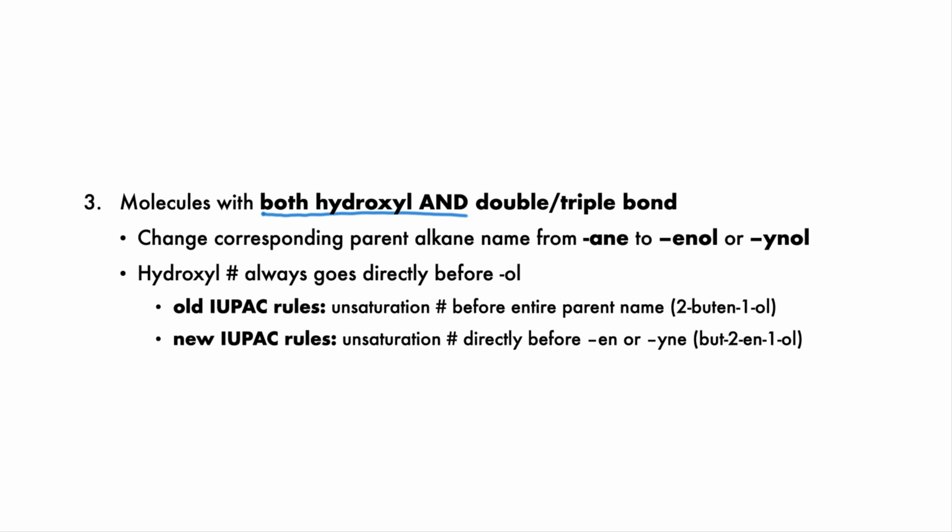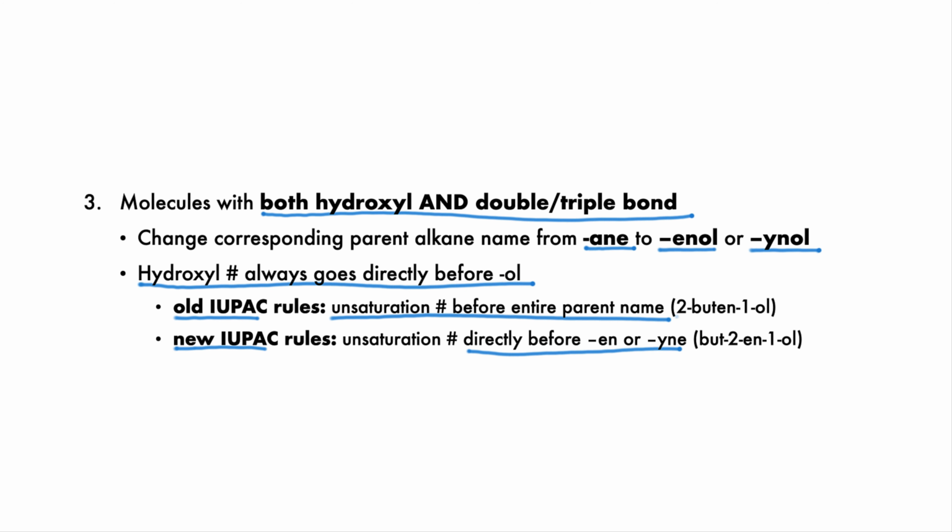If a molecule has both a hydroxyl and a double or triple bond, they are both incorporated into the parent name. Change the ending of the corresponding alkane from ane to enol or ynol. The number for the hydroxyl always goes right before the ol. In old IUPAC, the number for the unsaturation goes before the entire parent name. In new IUPAC, the number goes directly before the ene or yne. The name 2-butene-1-ol would be correct in old IUPAC, and the name but-2-ene-1-ol would be correct in new. Most books still use old IUPAC, so we will too.